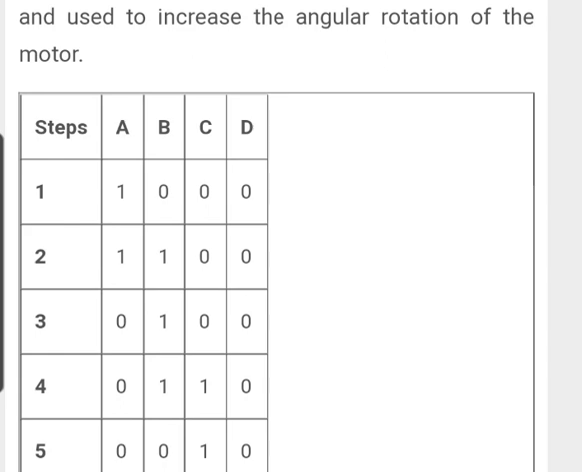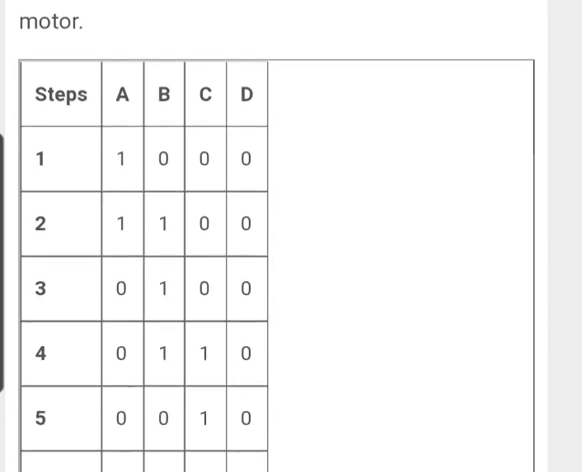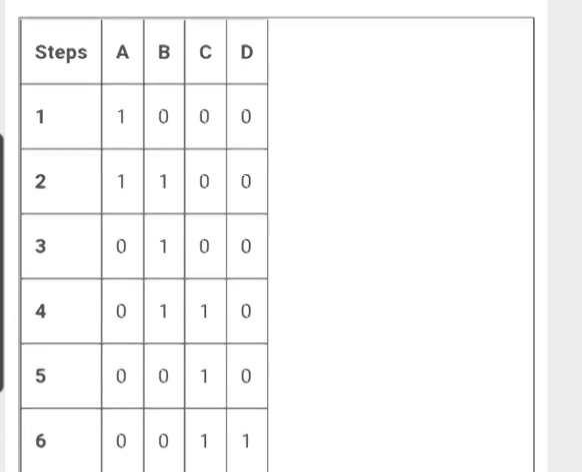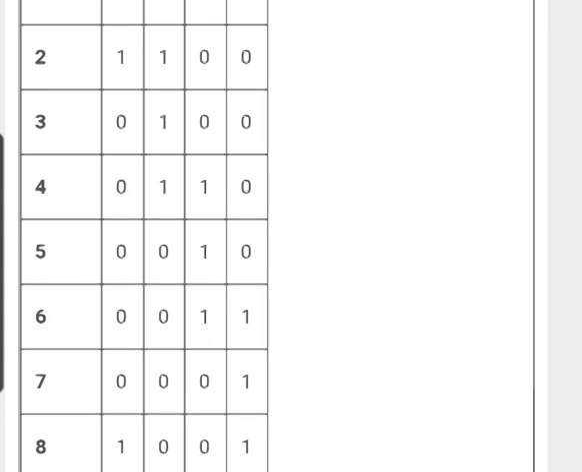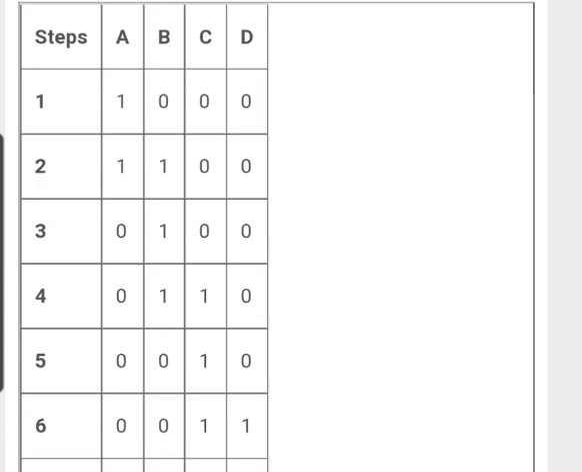Again in step 3, the logic 1 is given to the coil B, so it is a wave drive. In step 4, the logic 1 is given to the 2 coils, that is B and C, so it is a full drive. So the half drive is a combination of wave drive and full drive. So in this way the half drive stepper motor works.